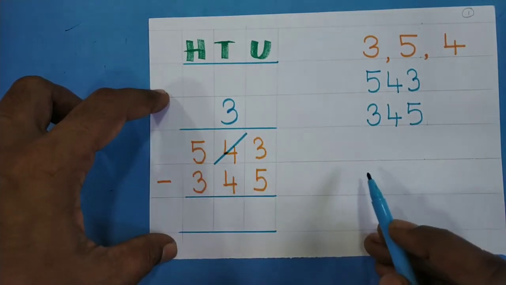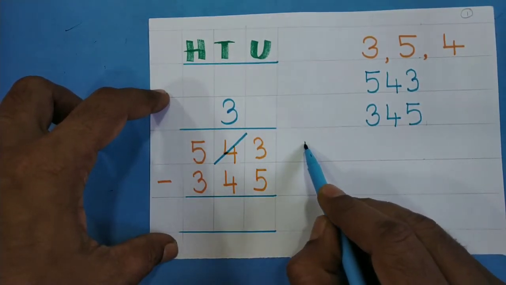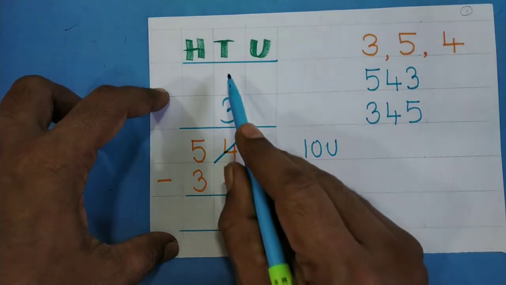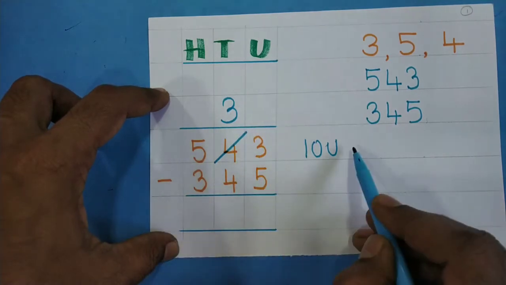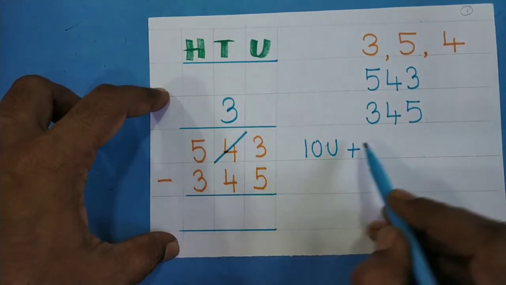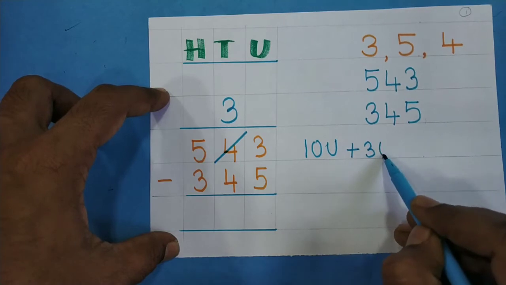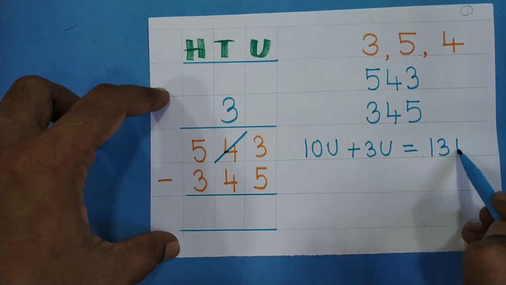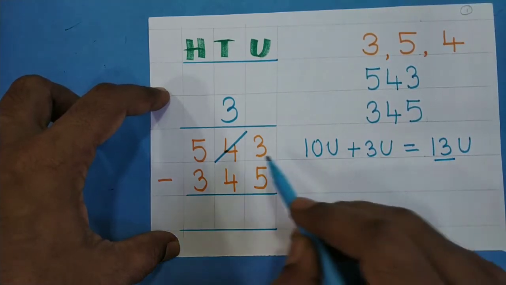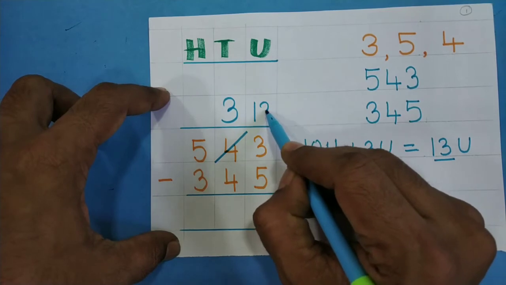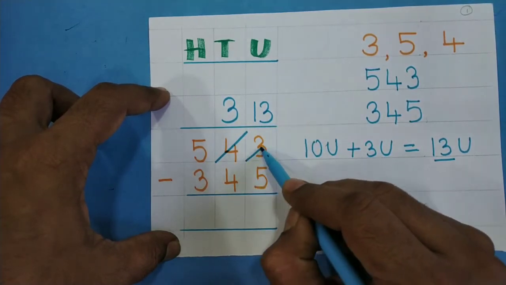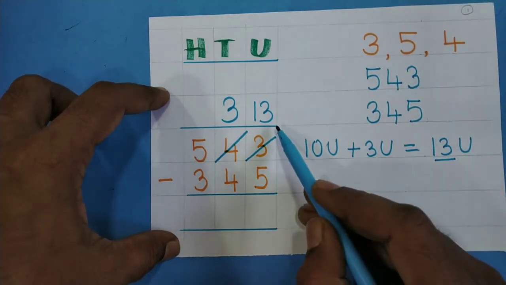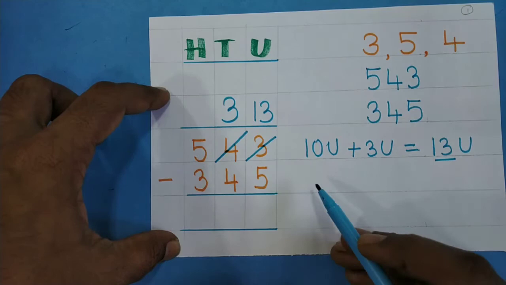The 1 ten which you borrowed gives you 10 units. 10 units plus the 3 units we already have here will give us 13 units. So this 13 you have to write here, and this 3 you have to strike out. Now 13 minus 5, 13 is bigger than 5, so here we can subtract.